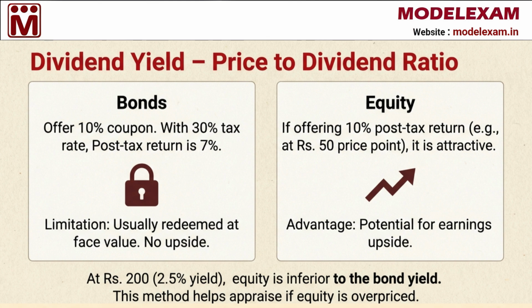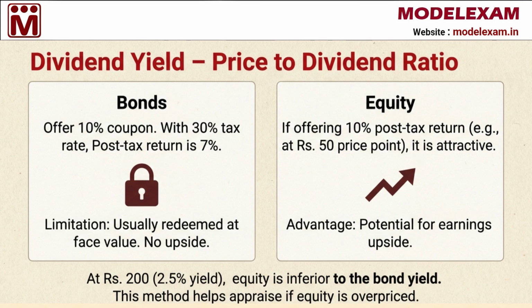It is helpful to compare these equity yields against bonds to make a decision. Bonds might offer a coupon of 10%. After applying a 30% tax rate, the post-tax return is 7%. If the equity is trading at 50 rupees, it offers a 10% yield, which is very attractive compared to the bond, especially since equity has the advantage of potential earnings upside.